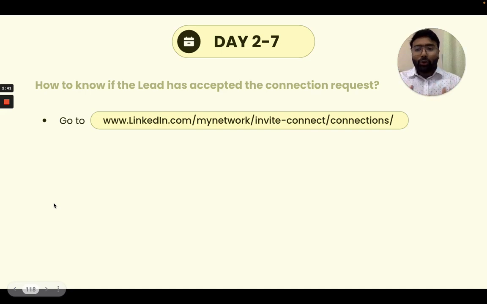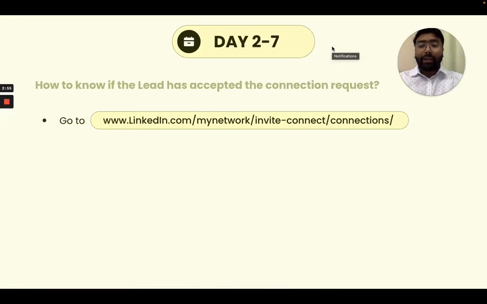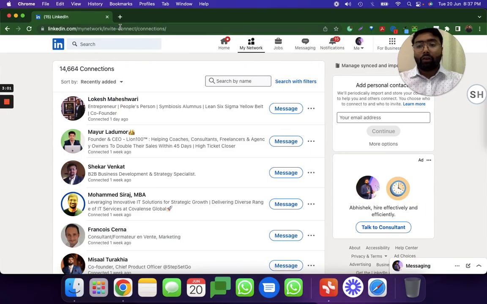Now, how do we know who has accepted your connection request? How do we figure this out on LinkedIn? One way is when someone accepts a connection request. The second way is that you can go to this URL, linkedin.com/mynetwork/invite-connect/connections, right? You can see I've already opened this URL.